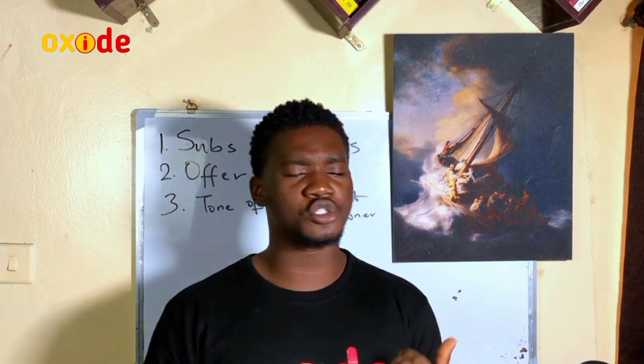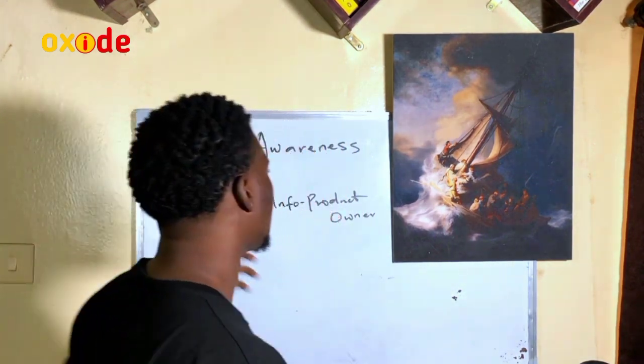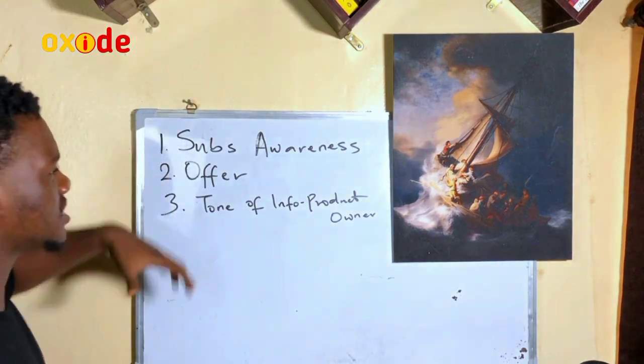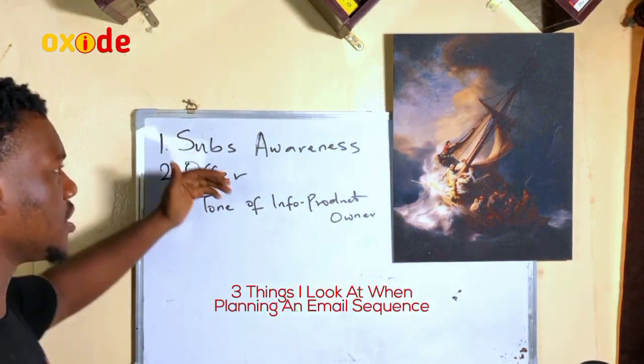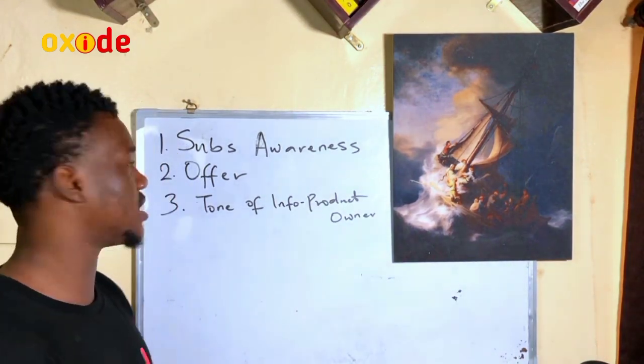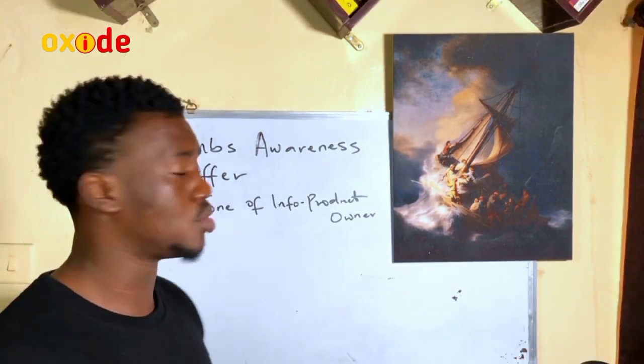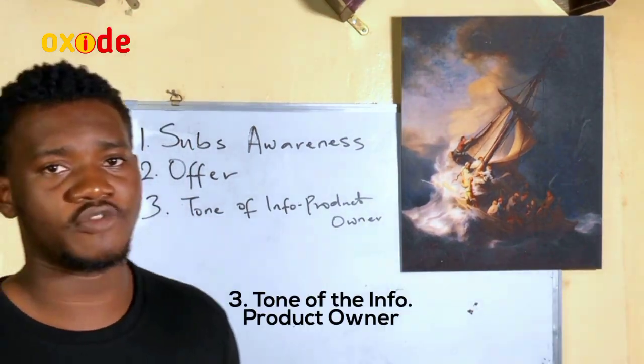There are a lot of things you have to plan. And when it comes to planning an email sequence, there are three things I look at. And these three things are: number one, sub awareness. Now that means subscribers' awareness. I'm going to be breaking it down. Number two, offer of the info product owner. Number three, the tone of the info product owner.